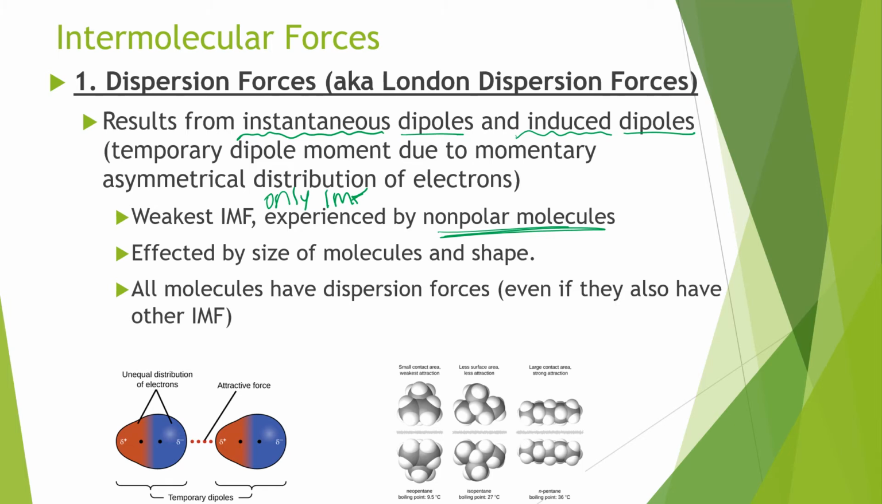What that means is you've got your electrons zooming all around, evenly distributed, but there could instantaneously be a time where they're uneven. Or if a nonpolar molecule is nearby a polar molecule, that polar molecule can pull on it and temporarily induce a distribution that's not symmetrical. Dispersion forces are our weakest intermolecular force. They're very much affected by the size and the shape of a molecule. And I want to reiterate that all molecules have dispersion forces, even if they have other intermolecular forces.